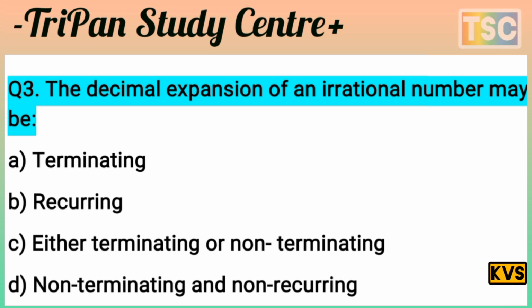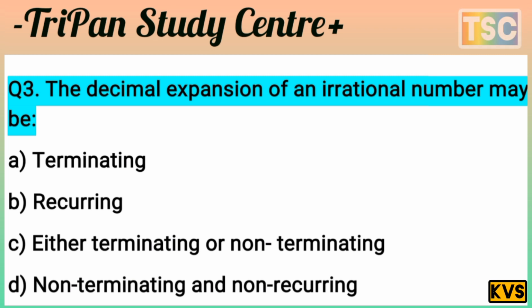But first of all, test your knowledge. I give you 5 seconds. You must have a thought of your answer. Let's see what the answer to this question is. The decimal expansion of an irrational number may be. Terminating is not applicable here because this is an irrational number, so it is not terminating. B, recurring, is not possible. Either terminating or non-terminating is not right. But D is the correct answer here.